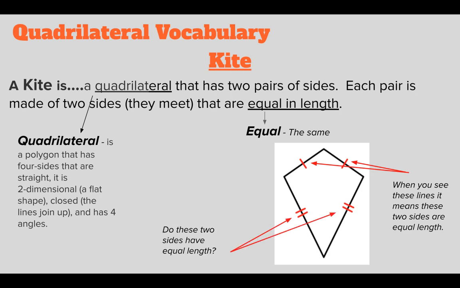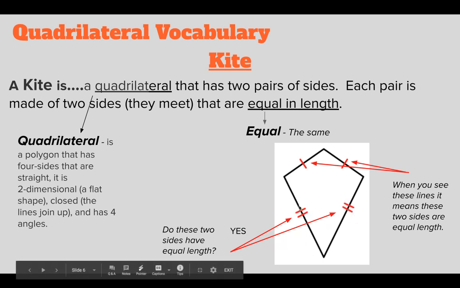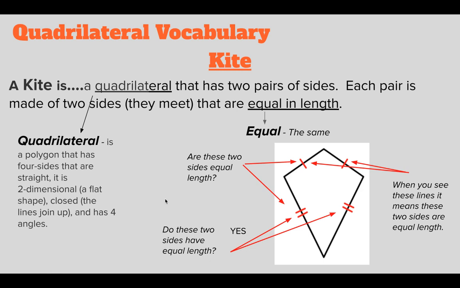Do these two sides have equal lengths? Yes, because they have 2 tick marks. So we match them up. So any side with 2 tick marks has the same measurement as the other side with 2 tick marks. What about these two sides? Are those two sides equal length?